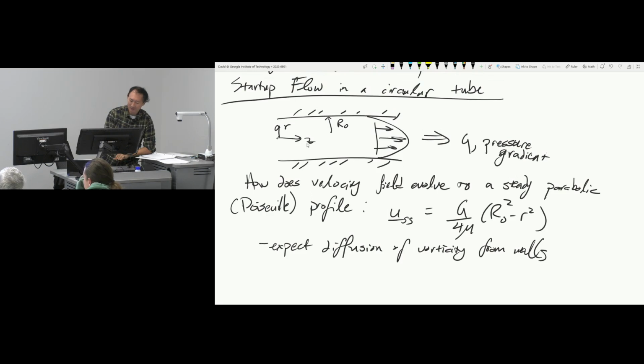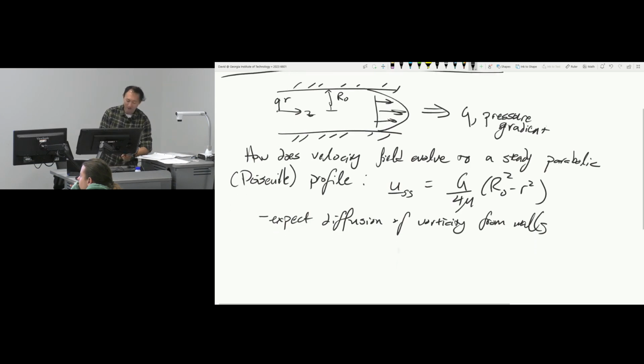Oh, that's Z. Yeah, this is R naught. Sorry, all right, there we go. That's the length scale. You can also think of what's going on physically as a thickening of the viscous boundary layer.